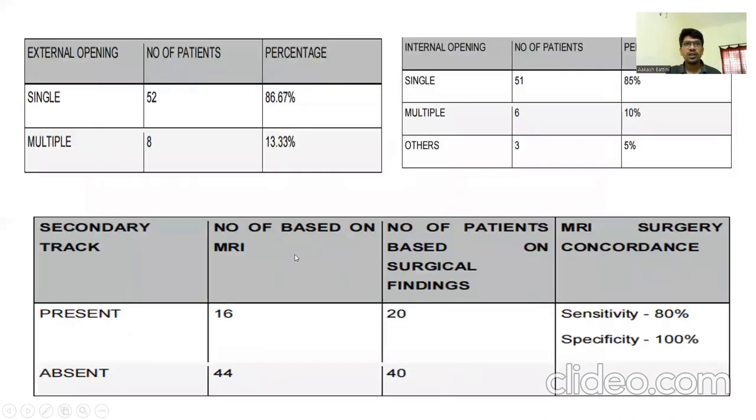External openings, number of patients and percentage. Single external opening is seen in 50 patients, that is approximately 86.67%, and multiple external openings is seen in 8 patients. Single internal opening is seen in 51 patients, multiple internal openings are seen in 6 patients, and others include 3.